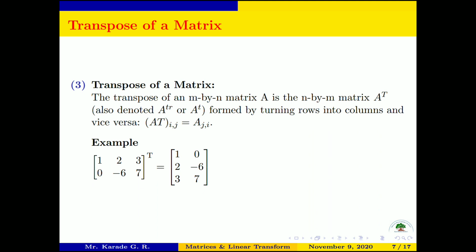This is the example of the transpose of a matrix. Just change rows into columns and columns into rows. So the order of the matrix will be reversed. The given matrix has an order 2 by 3 and the transpose matrix has an order 3 by 2.